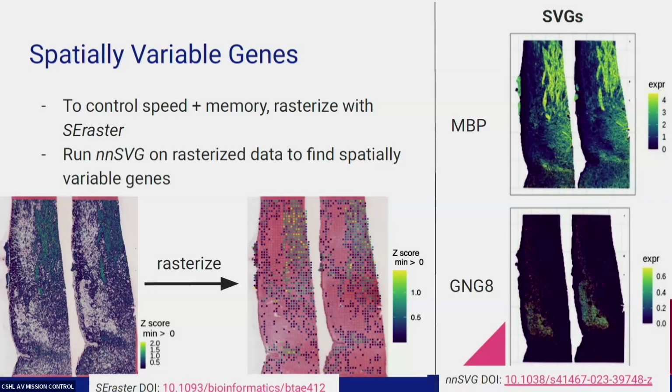One analysis you might be interested in is finding spatially variable genes. But before we do that, there's this SEraster tool and paper that shows you can do this much faster and with less memory at a lower resolution. SEraster essentially lowers the resolution of your data, and then you can run something like nnSVG to find your spatially variable genes. On the right-hand side, we have two of the top genes for our data set: MBP, being a major gene, and GNG8, which seems to mark this brain region, since this is human brain data that we're interested in.